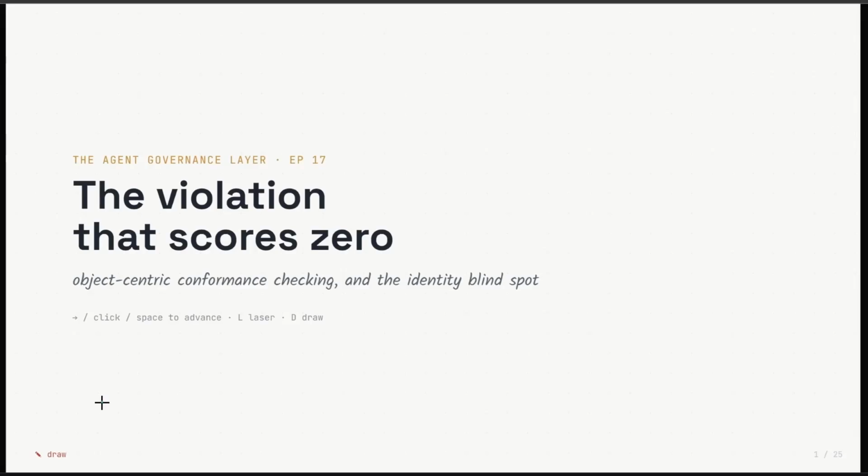Today's episode is called The Violation That Scores 0: Object-Centric Conformance Checking and the Identity Blind Spot.